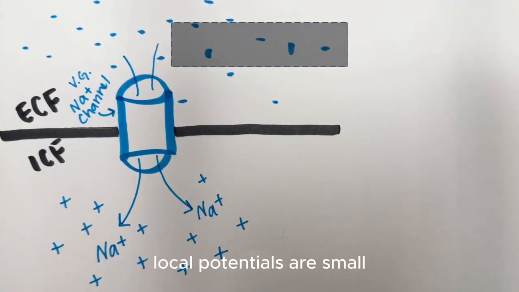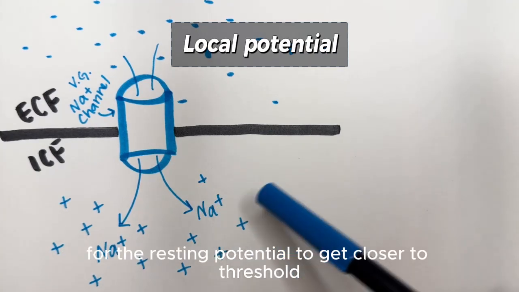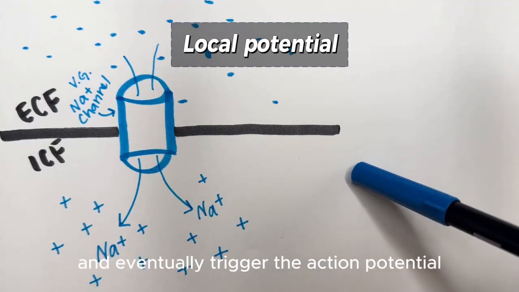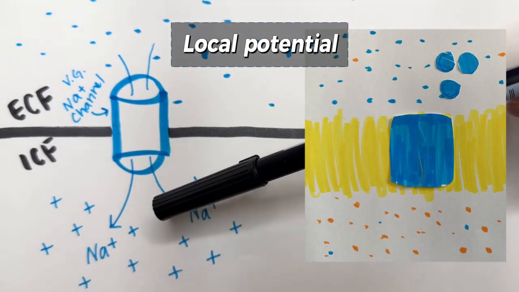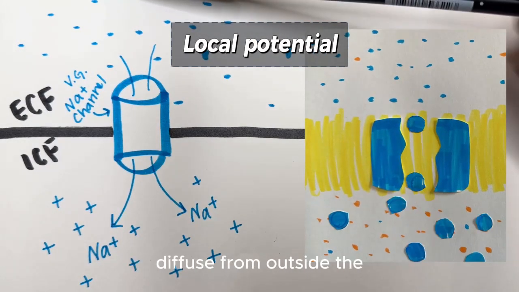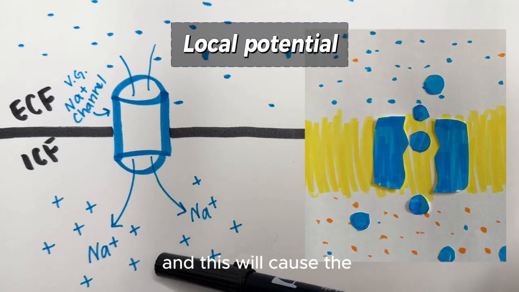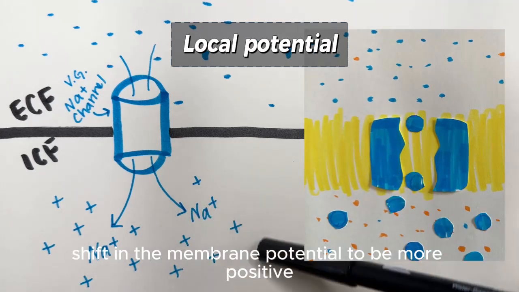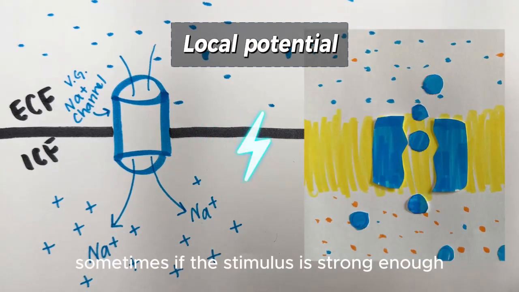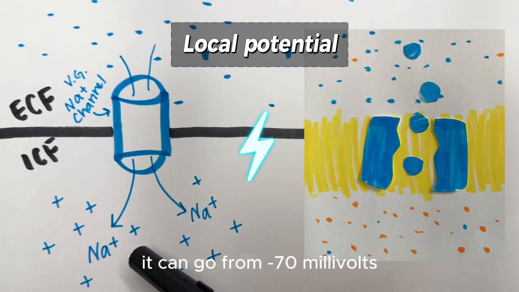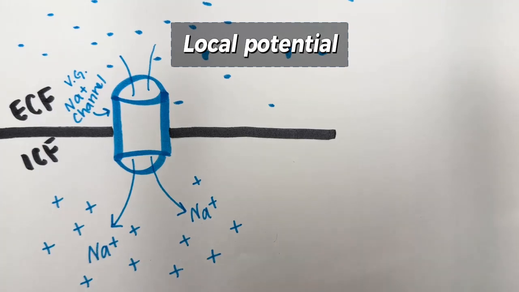Local potentials are small changes in the electrical charge of the plasma membrane. The purpose is for the resting potential to get closer to threshold and eventually trigger the action potential. So when the dendrites get stimulated, these sodium gates will open, and it will allow sodium ions to diffuse from outside the cell into the cell, and this will cause the shift in the membrane potential to be more positive, and that's called depolarization. Sometimes if the stimulus is strong enough, it can go from negative 70 millivolts and reach the threshold potential of negative 55 millivolts.